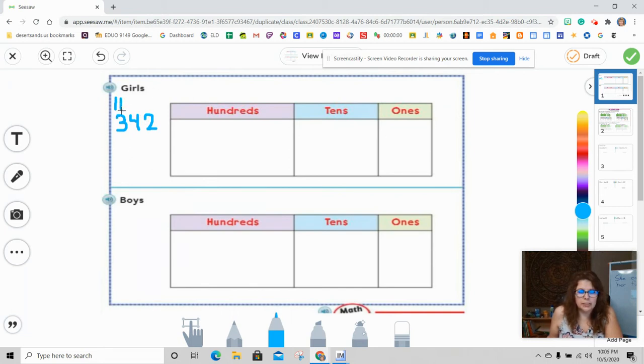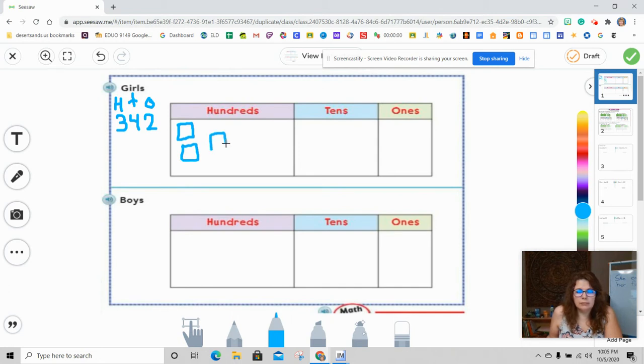So I'm going to put HTO. That way I know which digit is on the hundreds place, which digit is on the tens place, and which digit is on the ones place so that I can do the appropriate picture. So it says here that I have three hundreds. Now, the hundreds we draw as squares. So I'm going to draw three squares to represent each hundred, which there's three.